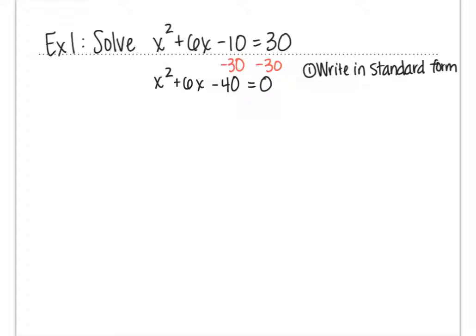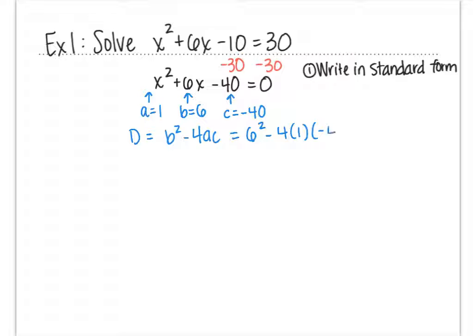We can determine what type of solutions that we're going to have. So let's identify A, B, and C. A is in front of the quadratic term. So in this case, we have a 1 for our A. B is in front of the linear term, the x term. So here B is 6, and C is the constant. In this case, it's negative 40. So our discriminant is b squared minus 4ac, which is 6 squared minus 4 times 1 times negative 40. When we evaluate that, we get 196.